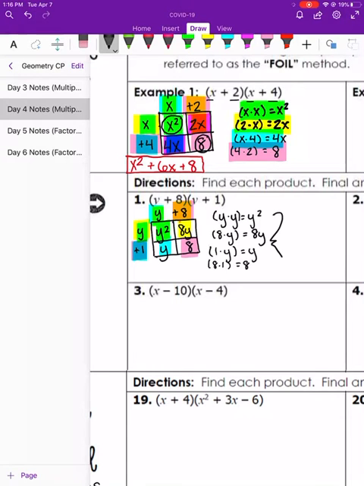Okay, you guys do not have to show this work over here. I will have to see your box. That's going to be sufficient work for me for your answer, but I know a lot of you guys can do this in your head.